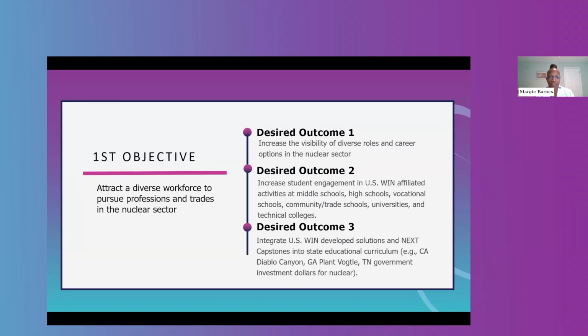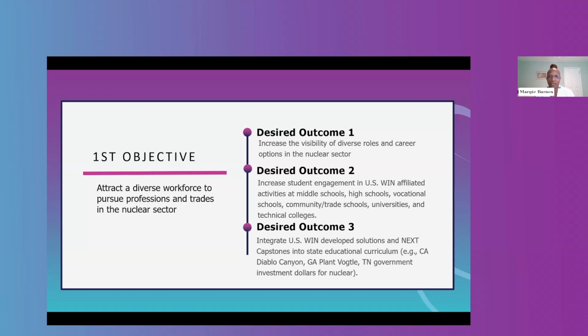We have 3 desired outcomes for this objective. Desired outcome number 1 states increase the visibility of diverse roles and career options in the nuclear industry. And I know when I was coming through the industry, if somebody would have had a roadmap to help me navigate my way, that would have been nice. And so we're looking to try to make that happen.